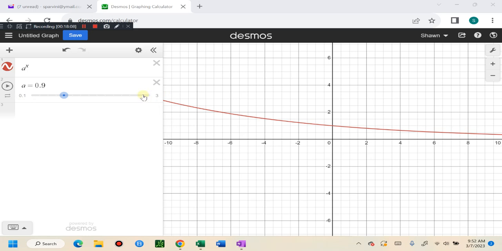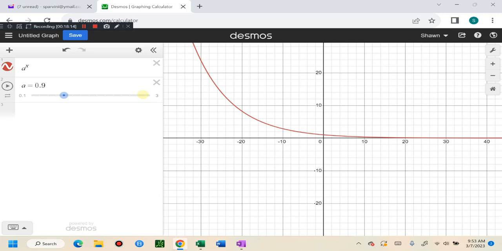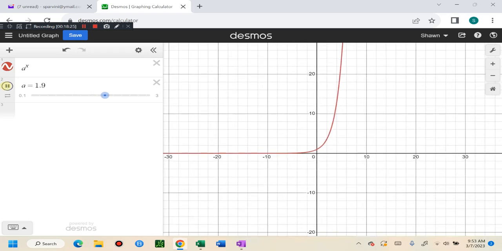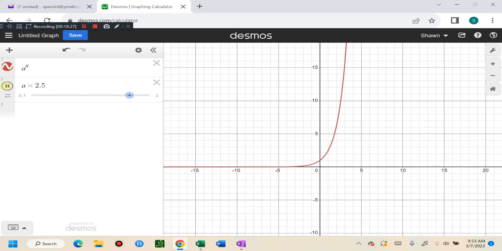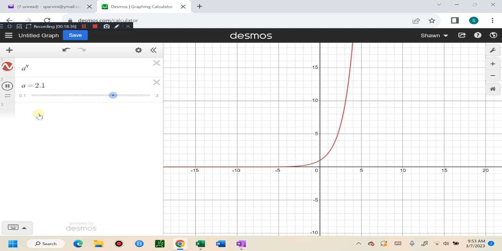Right now, a is at 0.9, and look at the direction of this exponential function. See what it looks like there. As the number changes, let me now do this. You can see how the exponential function behaves. And let me actually slow this down a little bit. It's going too fast. There.